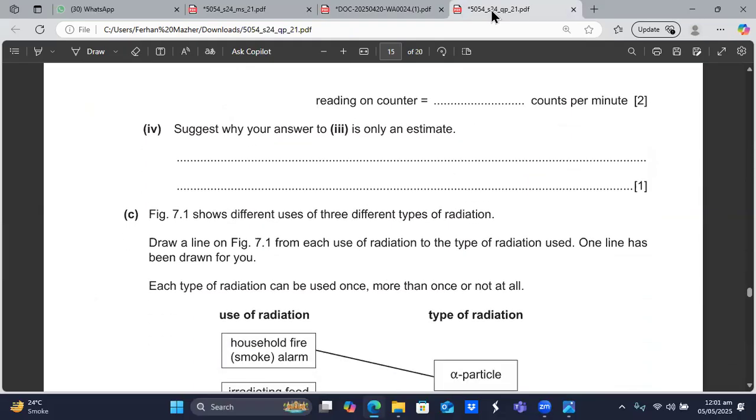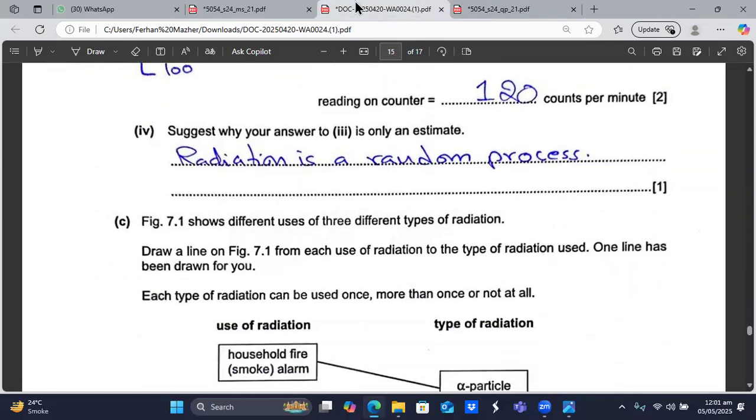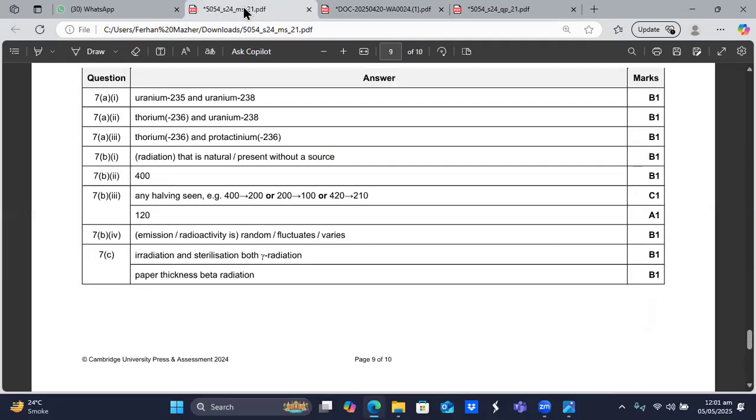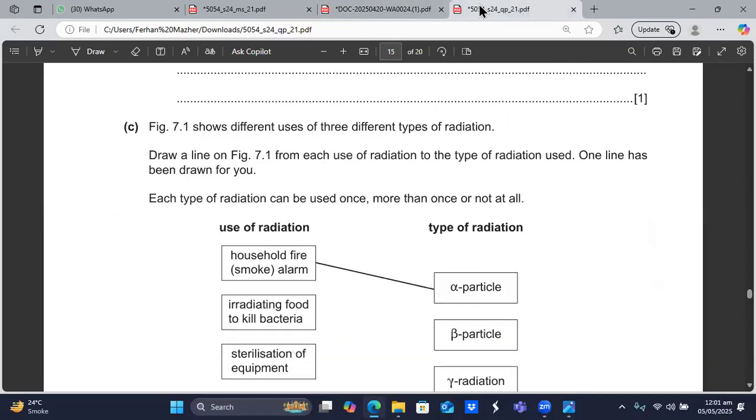Now, why is your answer to the third part only an estimate? It's only an estimate because radioactive decay is a random process. It does not remain the same all the time. It changes, it has fluctuations. The radioactive decay is a random process.